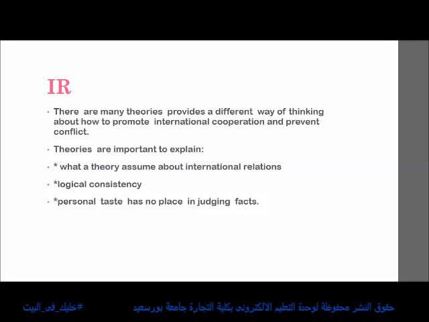Personal taste has no place in judging facts. Facts are facts. You can't really change facts by your color, your mind. You really need just to report the facts. This is why we need theory.